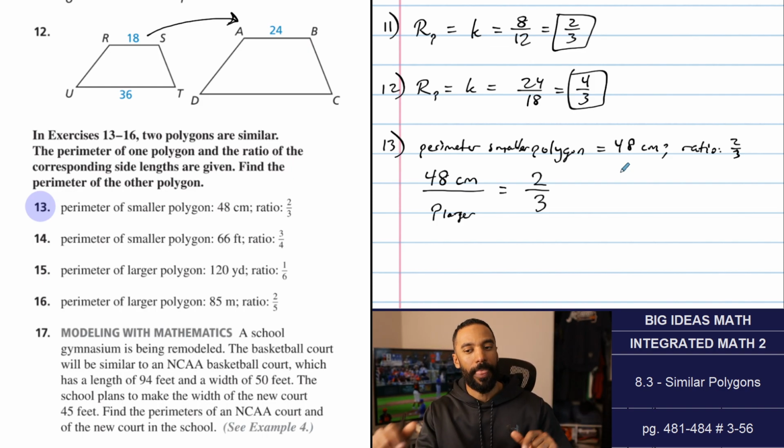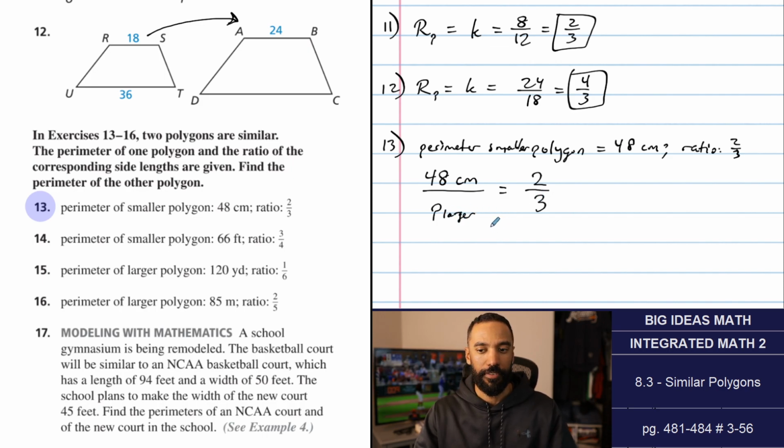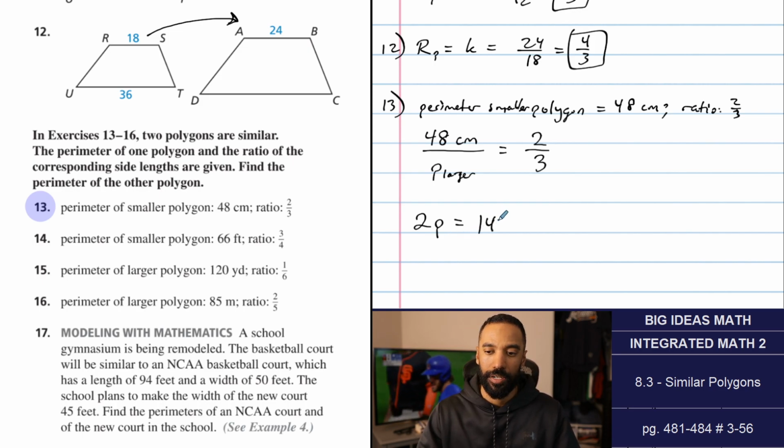It's 2 to 3, but the direction of this matters. I put 48 on top, the perimeter of the smaller over the perimeter of the larger, because this is smaller and this is larger, and that's how they compare. So when I solve for this P here, I'll cross multiply. 2 times P is 3 times 48, 144. Divide by 2, and you get P of the larger one.